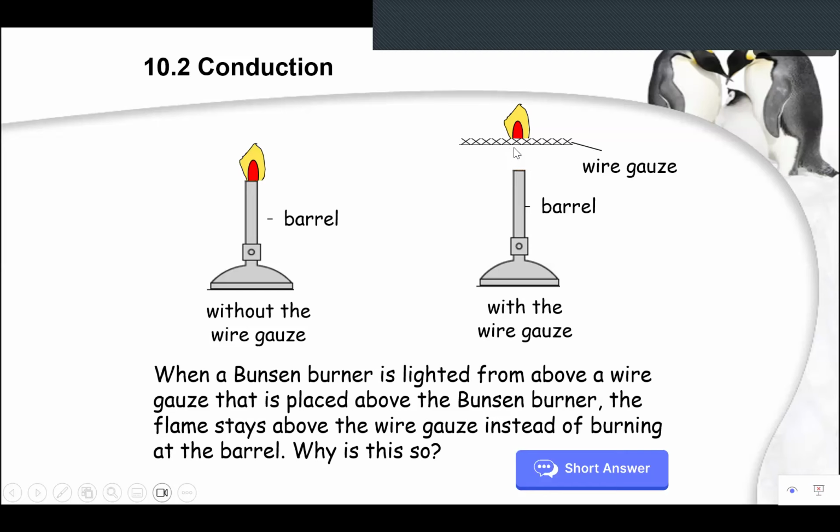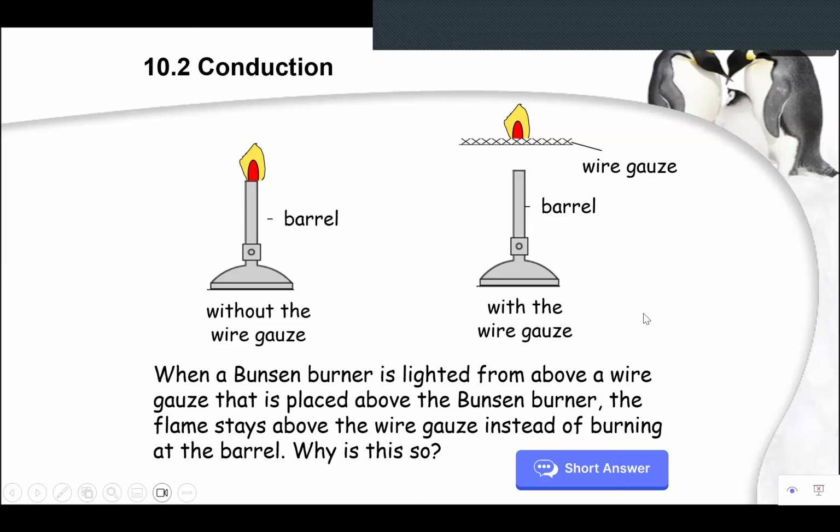Or the temperature gets carried away by this wire gauze for a short instant of time when you just leave it up. Because the wire gauze is such a good conductor, it will conduct the heat very fast to it. And then, so the temperature of this wire gauze will be very high. It will be high enough to sustain the fire or the flame on top of it.